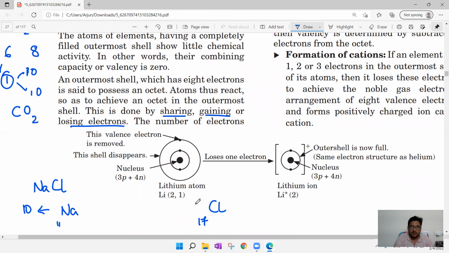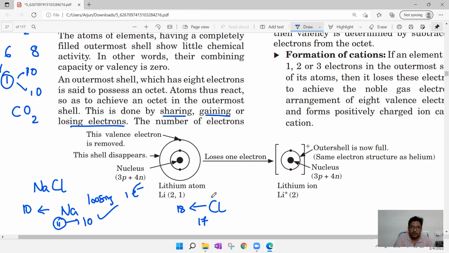17 is not stable. The nearest stability element is 18, argon. Now sodium 11 has to become 10. How can it become 10? By losing one electron. So sodium will lose one electron. After losing this, 11 becomes 10. It is stable.